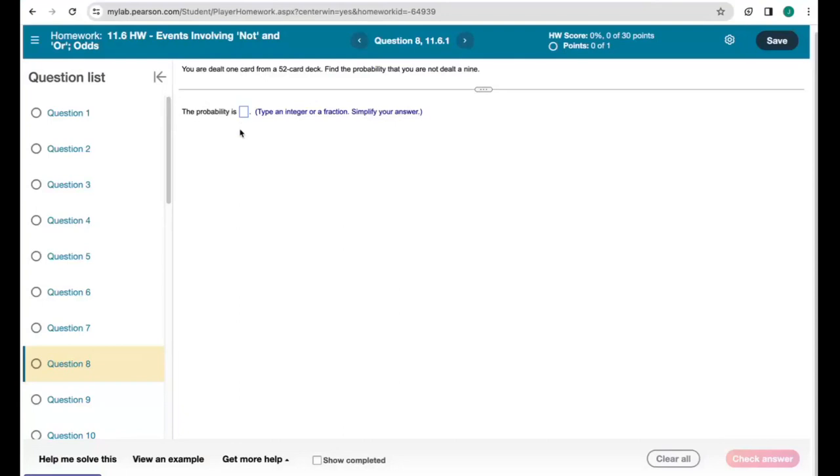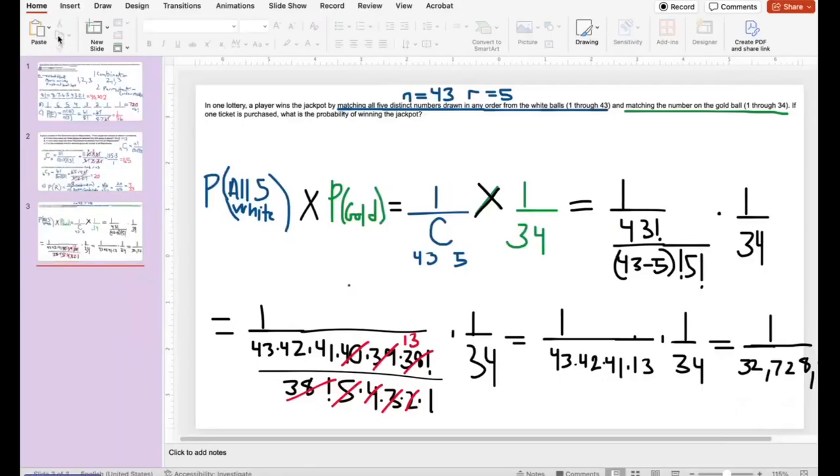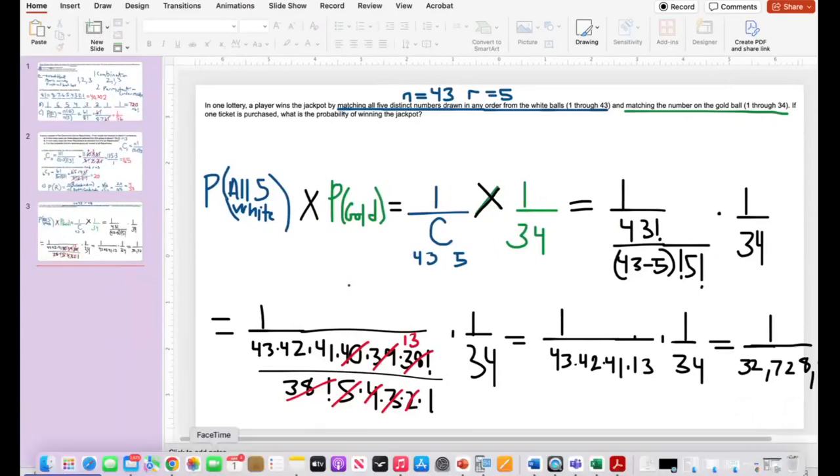Not bad though. So your delta, one card from a 52 card deck, the probability that you get a 9. You just have to know like what cards are in a card deck. How many 9s are there? Do you know what a card deck looks like, playing cards? No. Okay. Let me just show you.